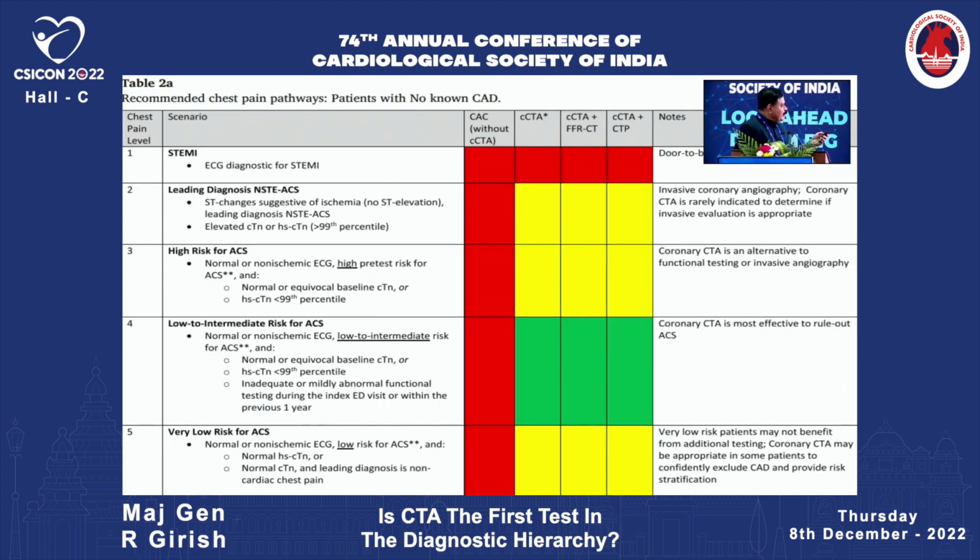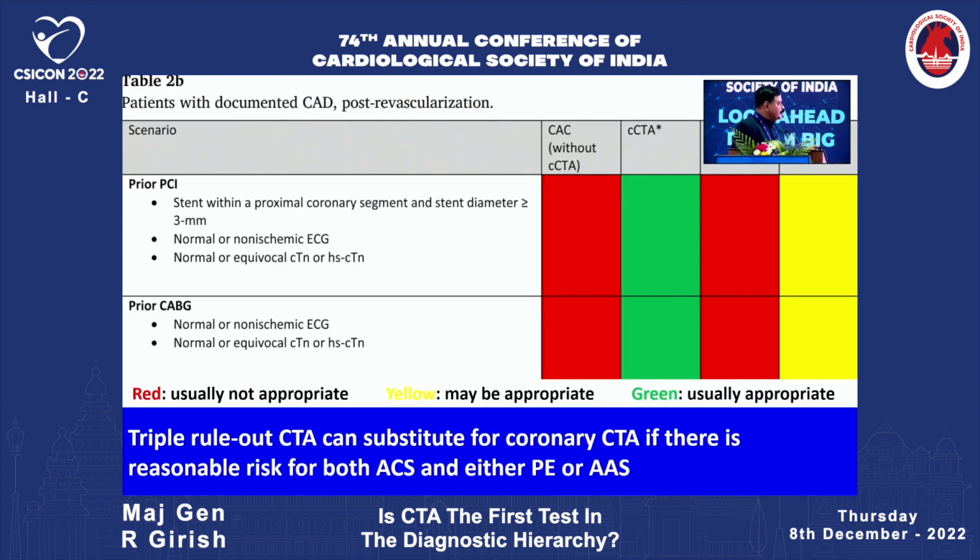This is what I had mentioned earlier. It is chest pain level 4, that is low to intermediate risk ACS, which is most suitable for coronary CTA, and certain patients who belong to the subset of high risk ACS. For STEMI and non-STEMI, invasive coronary angiography is the best option. Similarly, post revascularization, either after stenting or after CABG.